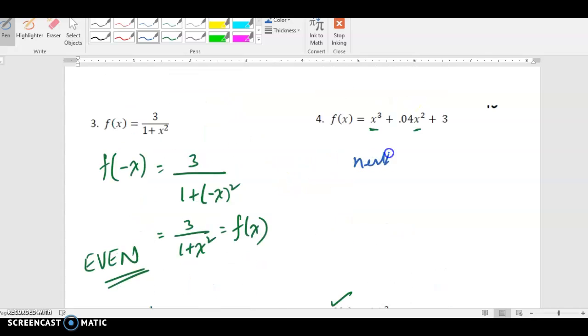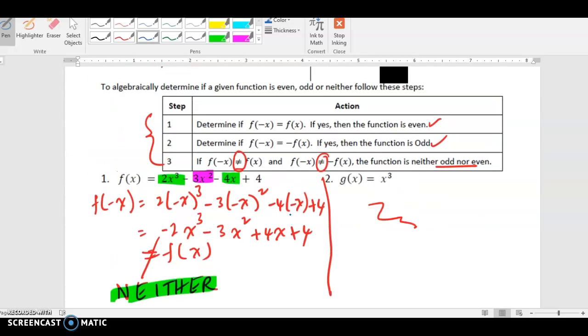That's it, my dears. This is how you determine whether a function is odd, even, or neither.